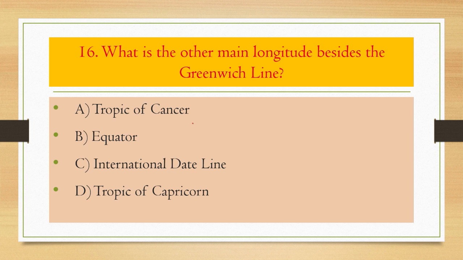16th question. What is the other main longitude besides the Greenwich line? Options: Tropic of Cancer, equator, international date line, Tropic of Capricorn. Here we are discussing longitudes. Which longitude? 180 degrees west and east. This line is called the international date line. International date line is the correct answer here.